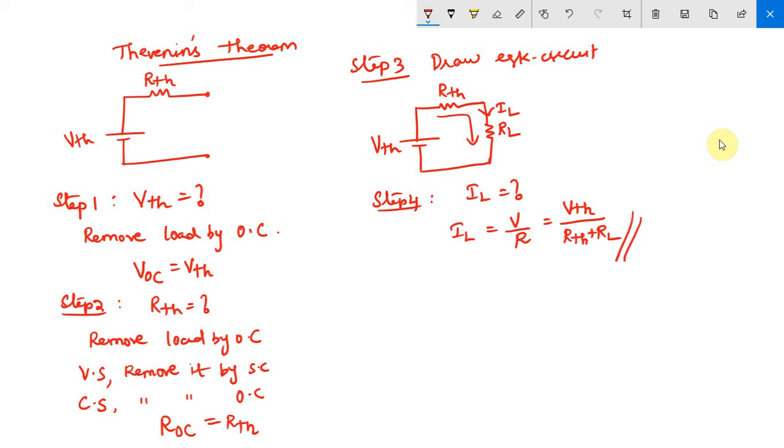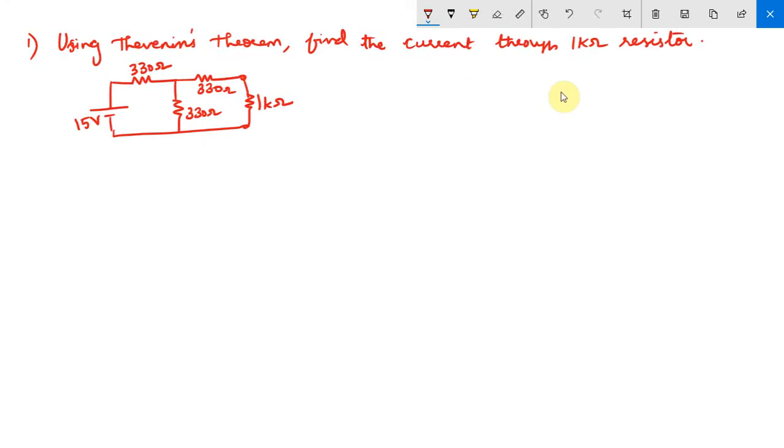Now we are going to see some problems under Thevenin's theorem. The first question is, using Thevenin's theorem, find the current through the 1 kilo ohm resistor. The 1 kilo ohm resistor is the load resistance. Now do step 1, where we need to find the Thevenin's voltage VTH. For that we have to remove the load 1 kilo ohm and make it open.